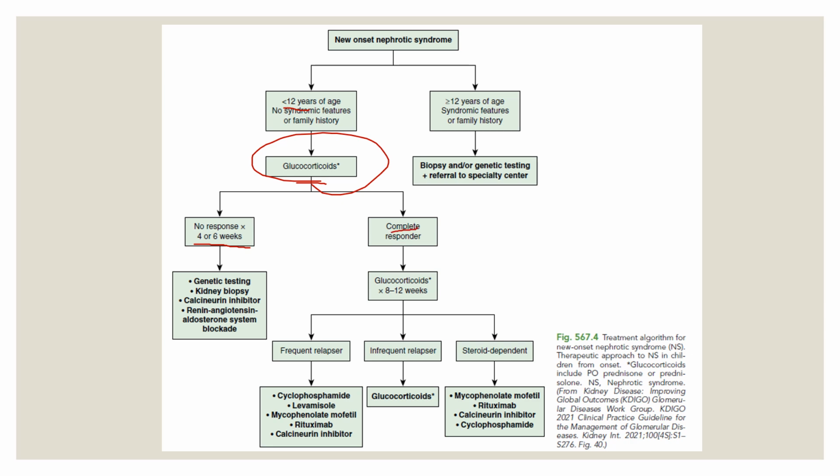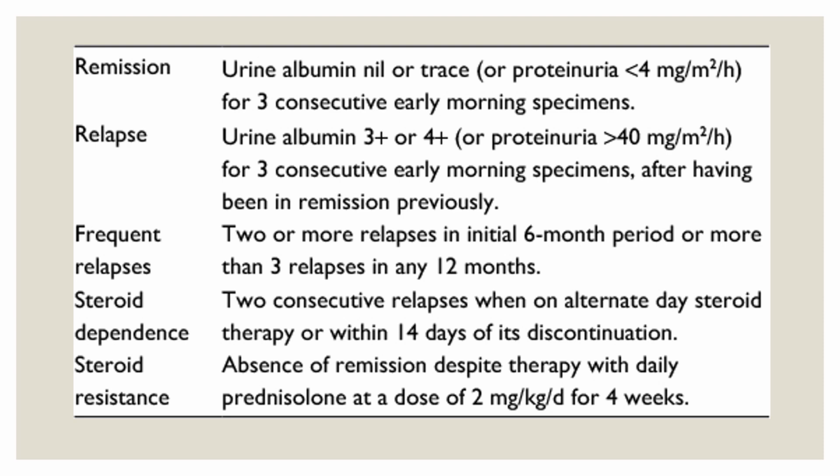Now, if it is a complete responder, you give glucocorticoids for 8 to 12 weeks. And there can be relapse because you step down the treatment. If with step down there is relapse, you classify them again into frequent relapser and infrequent relapser. Infrequent relapsers only need glucocorticoids, but frequent relapsers will need other modes of immunosuppression with cyclophosphamide, mycophenolate mofetil, levamisole, rituximab, etc. And there are cases which are called steroid dependent, which again can be treated with mycophenolate mofetil, rituximab, and so on. So this is the response to steroid in a child with nephrotic syndrome.